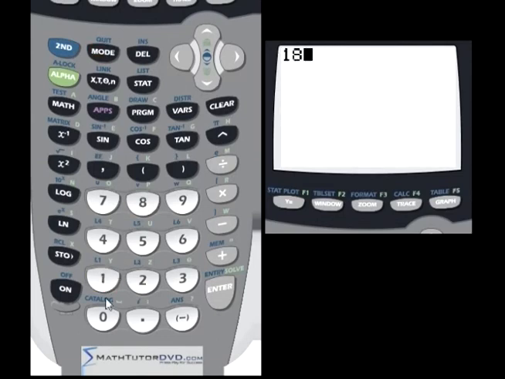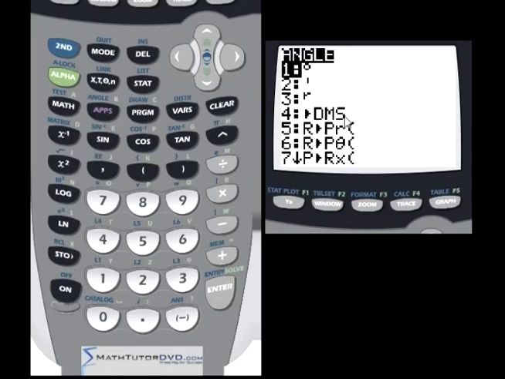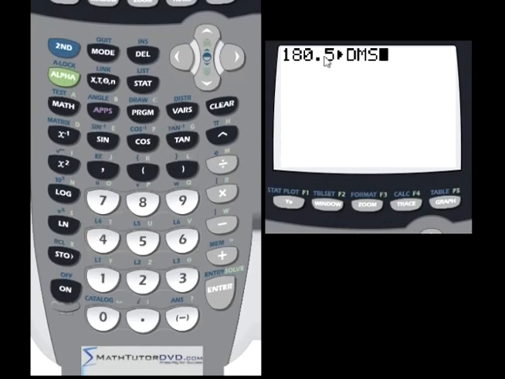Let's say you had 180.5 degrees, and you wanted to convert that to degrees, minutes, seconds. That's what this means. So you go down here to number 4, or you could just type number 4, and it's going to convert 180.5 degrees to degrees, minutes, and seconds. It tells you I've got 180 degrees here because that's what's in front of the decimal, but then I have half a degree left over. Since there's 60 minutes in a degree, and I only have half a degree left over, there's 30 minutes of arc here, and 0 seconds of arc left over.